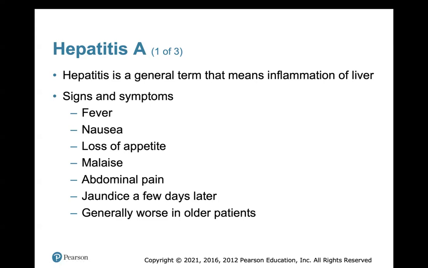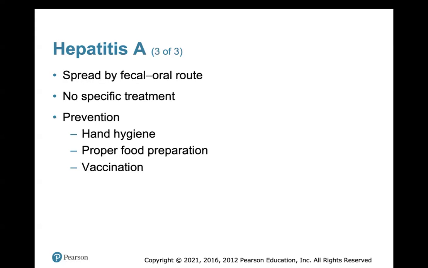Hepatitis A is a general term that means inflammation of the liver. Its signs and symptoms include fever, nausea, loss of appetite, malaise, abdominal pain, and jaundice. It's generally worse in older patients. There's no specific treatment. It's usually spread by coming in contact with fecal matter and ingesting it somehow. It's prevented by hand hygiene, proper food preparation, and vaccination.